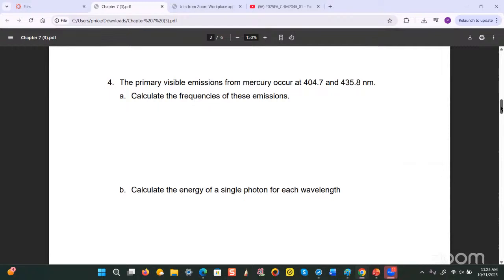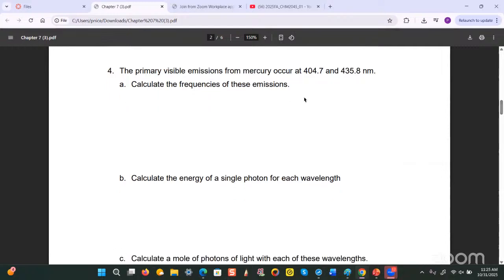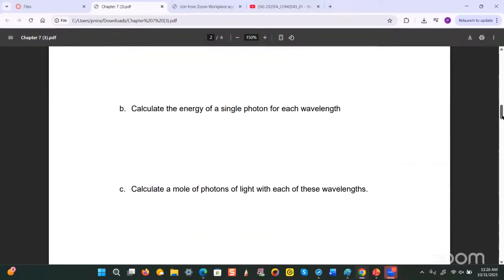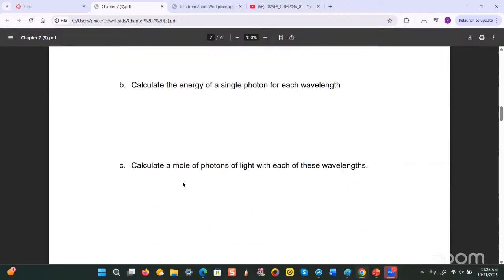4B. Okay, so 4A, as for the frequencies, oh, I remember now. I focused on using this number here, and I told you that you have to do the same thing using this wavelength. So A was calculating the frequency, B was calculating the energy, and now C is asking you to calculate the molar photons of light with each. No, hold on. I think this is a typo.